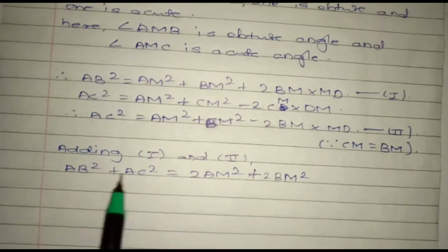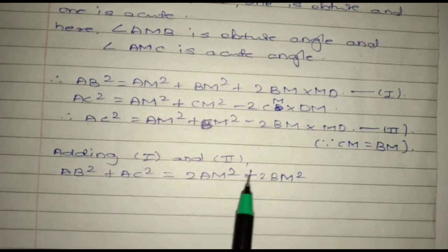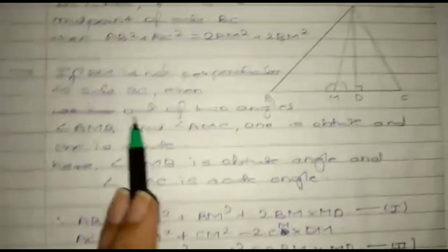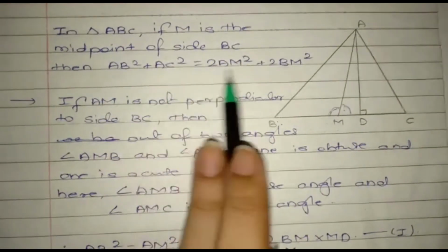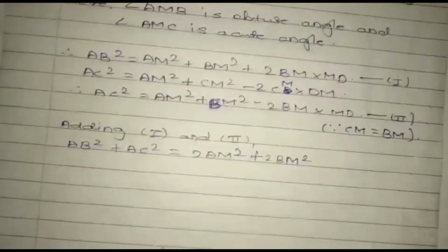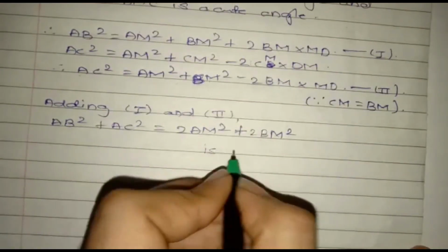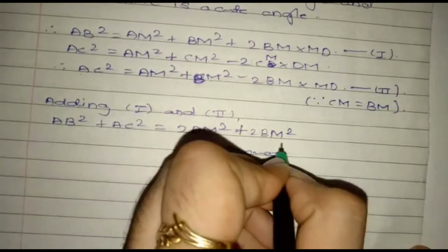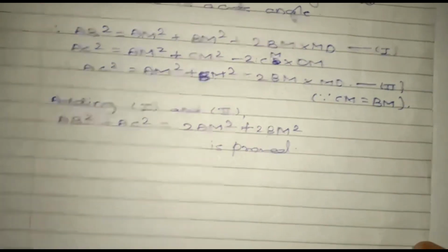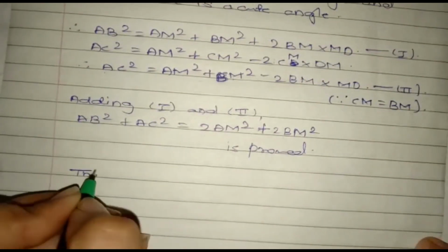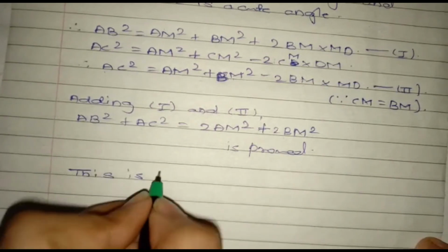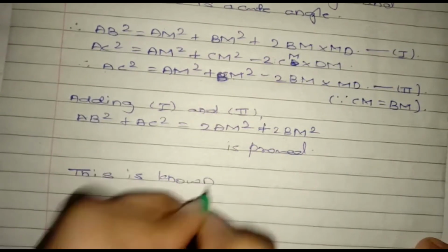So we will get AB square plus AC square is 2AM square plus 2BM square, which we wanted to prove. AB square plus AC square is 2AM square plus 2BM square, hence is proved. We will write this is known as Apollonius theorem.